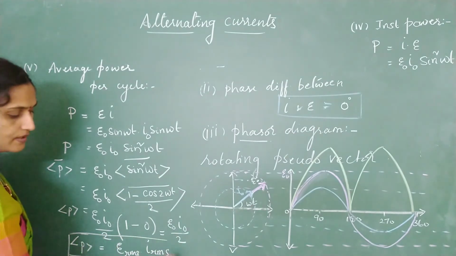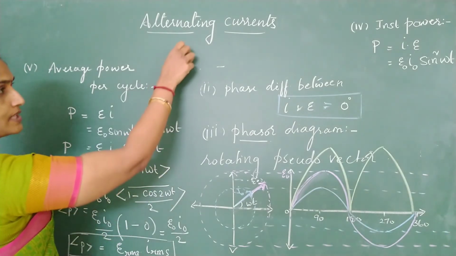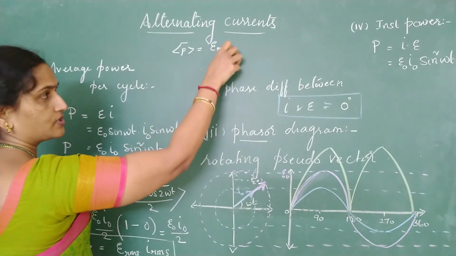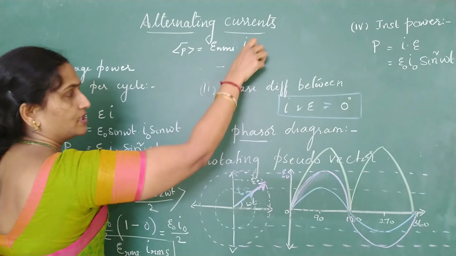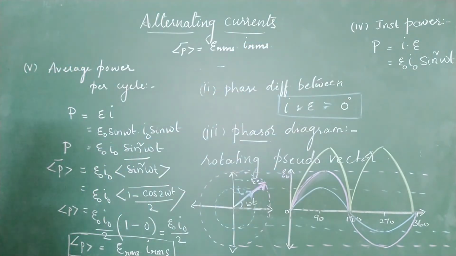So see, for DC we know power is E into I. For an AC it is the RMS value which replaces the DC. Okay, so it's not visible, I'll write it here. What is the average power dissipated for one complete cycle? For a resistor, E RMS into I RMS. So this is how you can identify the total power dissipated.